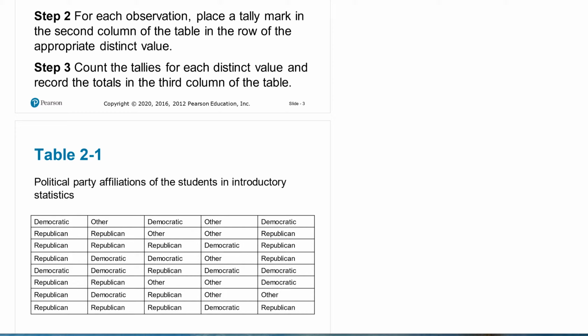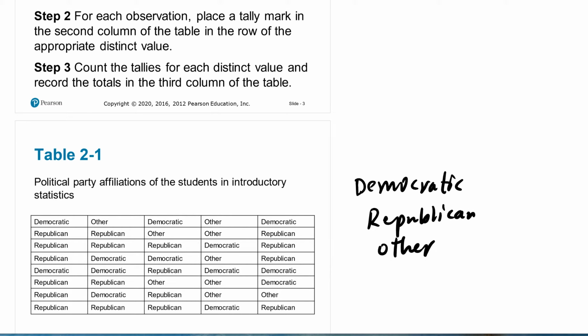So what are we going to do? We're going to organize this data. And how do we organize it? We have 3 things we need to organize: Democratic, Republican, and other. So these are the 3 things we need to deal with. The way we do this is we start going one by one. The first one is Democratic.